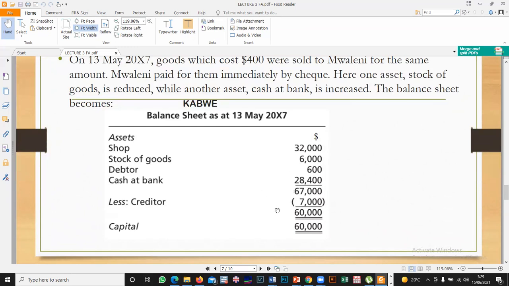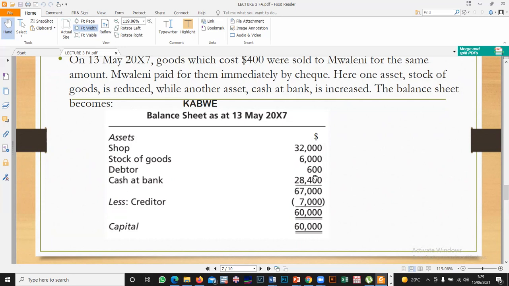Now you see how it has gone, meaning that at our bank the money increased to 2,800, and from the stock we are reducing 400. Okay, from the stock we're reducing 400. Why? Because it's just like a transfer. The money has been reduced from one form to the other, meaning that our cash at bank has increased, whilst the stock of goods has reduced.